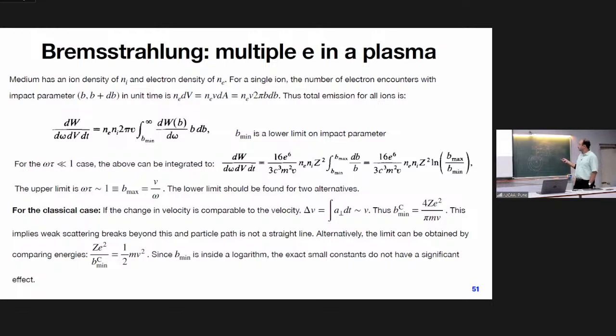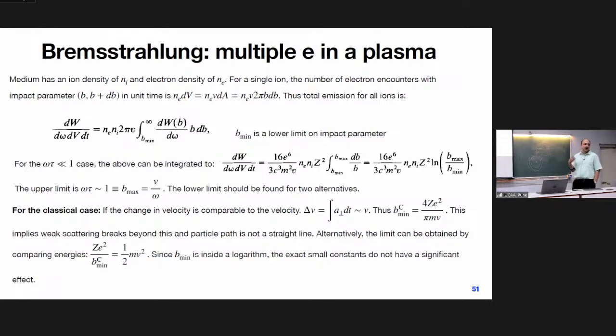I'll come to this logarithmic term later. But first let us look at how this depends on the densities. The power emitted per unit volume, per unit frequency, per unit time is proportional to the density of the electrons and the density of the ions. So if the electrons and ions have similar density, this is n squared. This is a fundamental property of Bremsstrahlung emission. It depends on the square of the density of the plasma, the ionized gas. Or if you want to be more accurate, it depends on n_e times n_i.